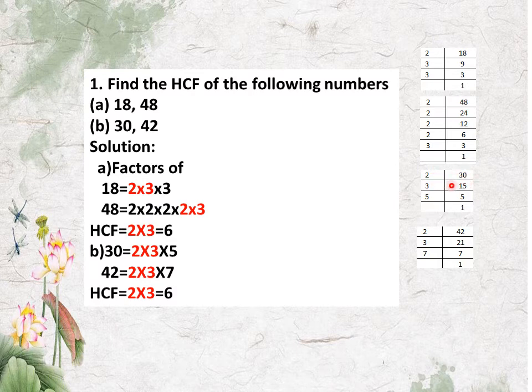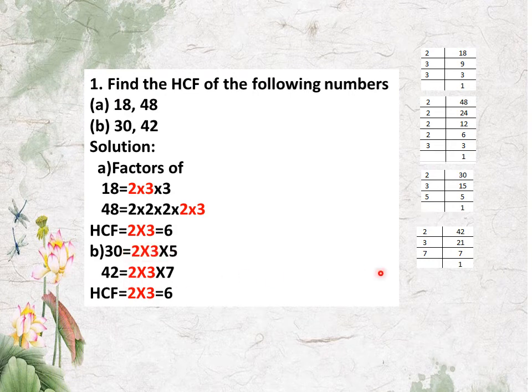Factors for 30: 2 15s are 30, 3 5s are 15, and 5 1s are 5. So what are the factors? These are the factors. We are breaking this 30 into how many numbers? 2, 3, 5. If you multiply, we have to get 30. So now what are the factors for this one? 2 3s are 6, 6 5s are 30.